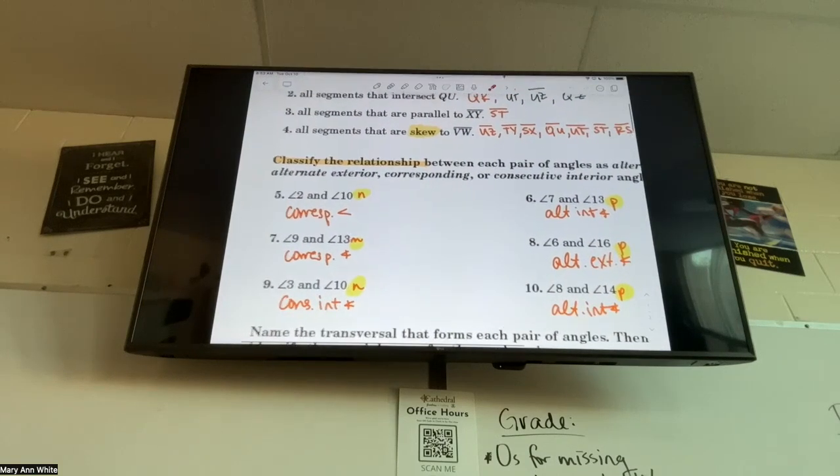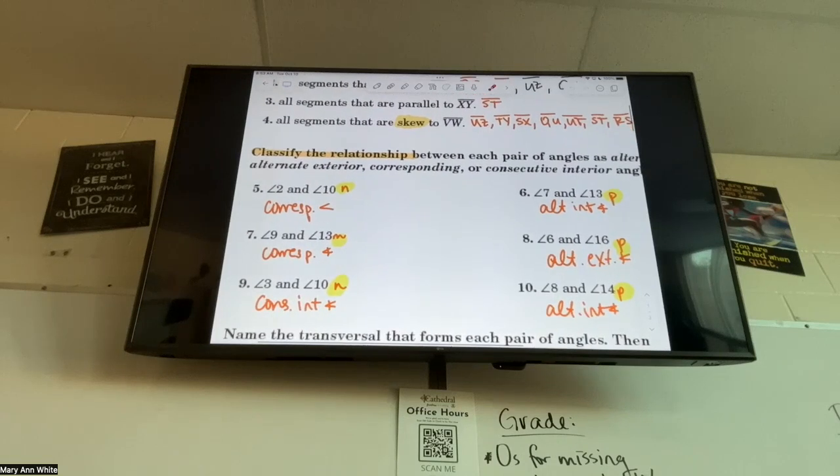Here's 5 through 10. It says classify the relationship, and it also tells you to label the transversal. So make sure you know what the transversal is. If you don't understand why I wrote N or P or M, please let me know. Again, this first page was a review of the material that we've done for 2 days. So hopefully we feel pretty confident about identifying those angle relationships, but let me know if you want me to go over any of them.